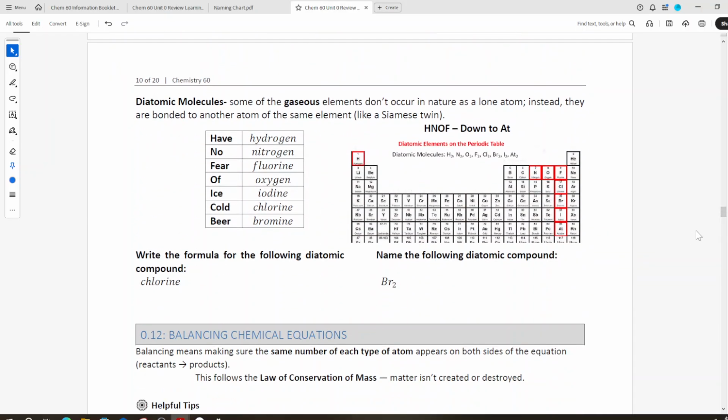Just realizing that when you're writing the chemical formula for the compounds, including our diatomic molecules, you have to have 2 of them. So diatomic means 2, di. And what it is that some of your gas elements never occur in nature as a lone atom. So if you're ever looking at a reaction where they give everything in words and they include one of these diatomic molecules, you always have to put them with a subscript 2.